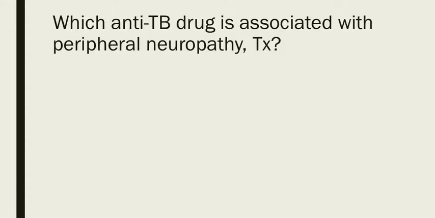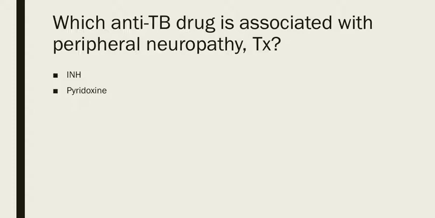Okay, and the next question is, which antituberculous drug is associated with peripheral neuropathy and what is the treatment? Okay, the answer to this is isoniazid. Why does it happen? Well, this happens because isoniazid interferes with pyridoxine metabolism, and so the treatment, now you know, is pyridoxine.